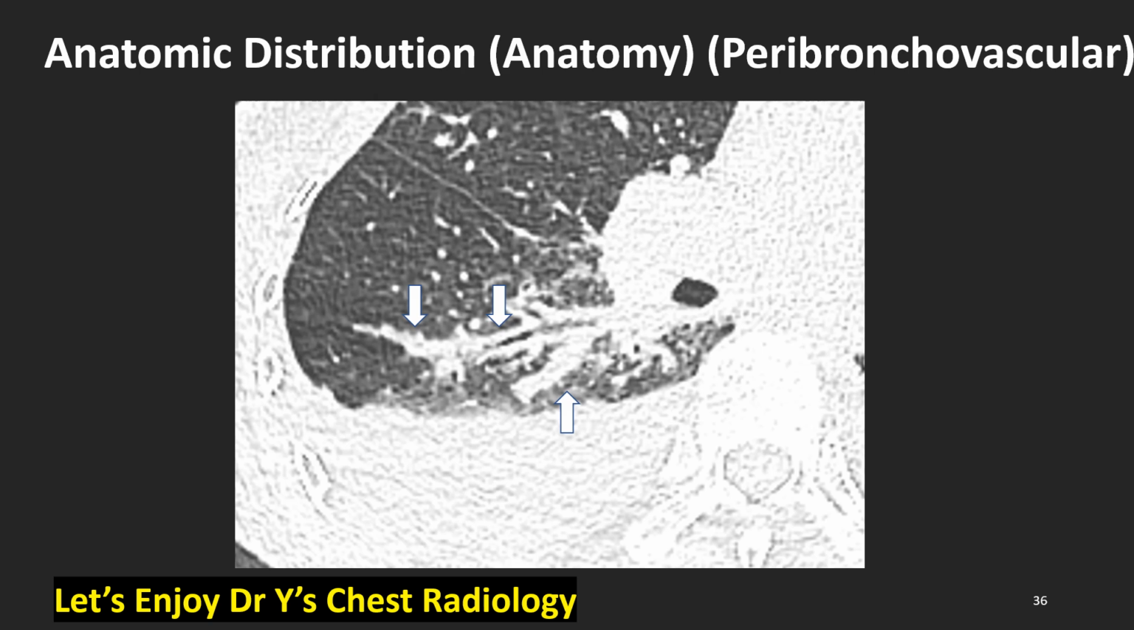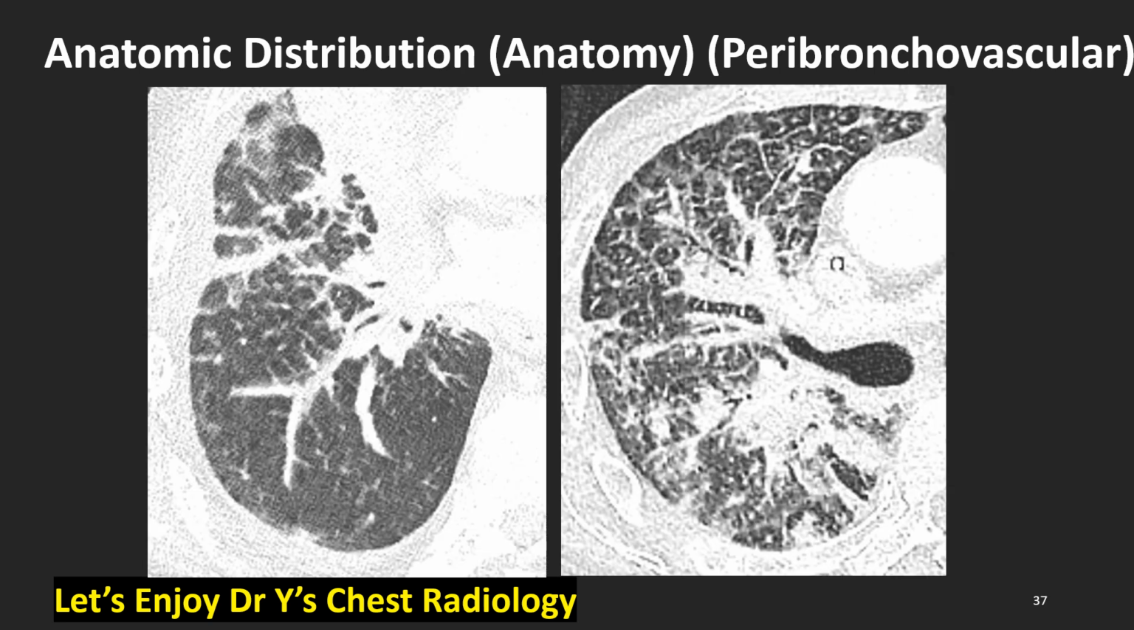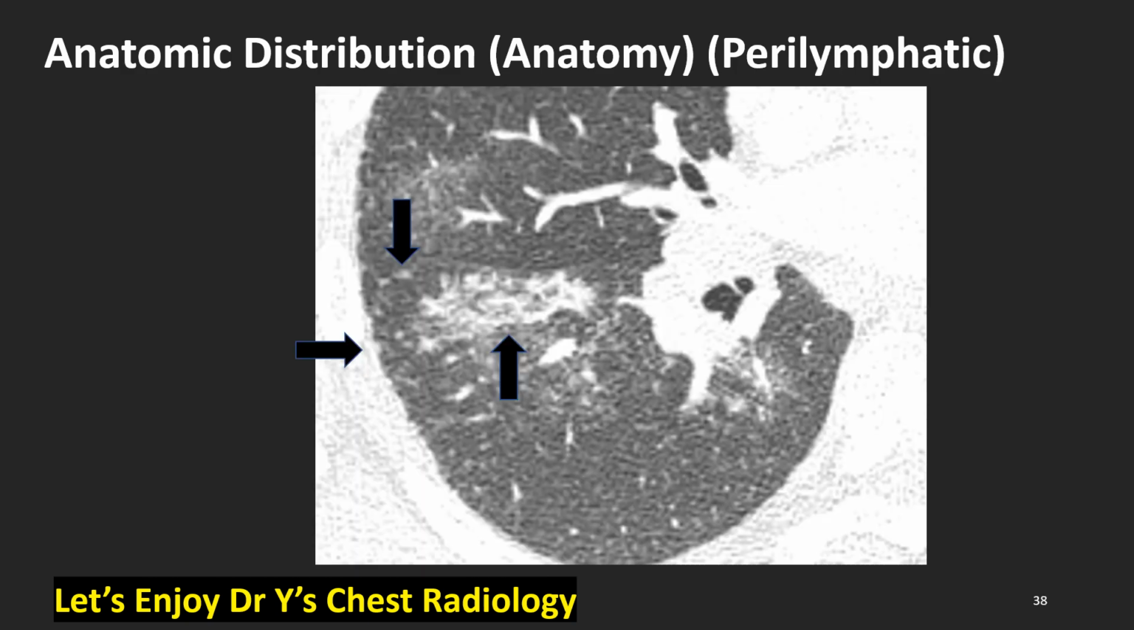Anatomic distribution, anatomy, peribronchovascular. Arrows indicate peribronchovascular. This patient is lymphangitic carcinomatosis. Another examples of peribronchovascular. These two patients are also lymphangitic carcinomatosis. Anatomic distribution, anatomy, perilymphatic. Arrows indicate the micronodules of a perilymphatic distribution. This patient is sarcoidosis.